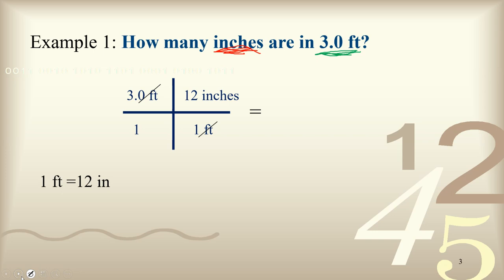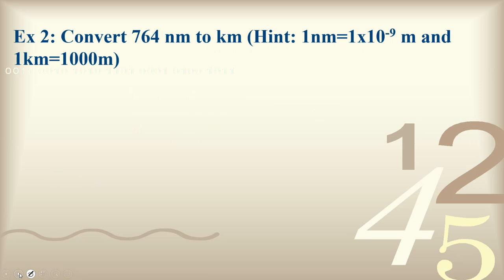To do the math here, all we're going to do is multiply across the top, multiply across the bottom, and then divide. So 3 times 12 is 36. 1 times 1 is 1. And so 36 divided by 1 is going to be 36 inches. Okay, let's take a look at another type of example. This is going to be a metric conversion.